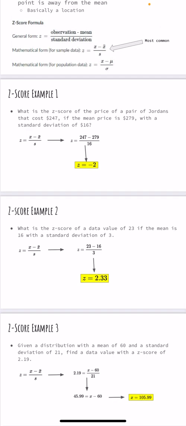Example 2. What is the z-score of a data value of 23 if the mean is 16 and the standard deviation is 3? Again, I give you the data value of 23, which is x. I give you the mean, which is 16. And I give you the standard deviation, which is 3. We plug all that into the formula, and we get a z-score of 2.33. And again, this means that the data value of 23 is 2.33 standard deviations above the mean in this case because the z-score itself is positive.